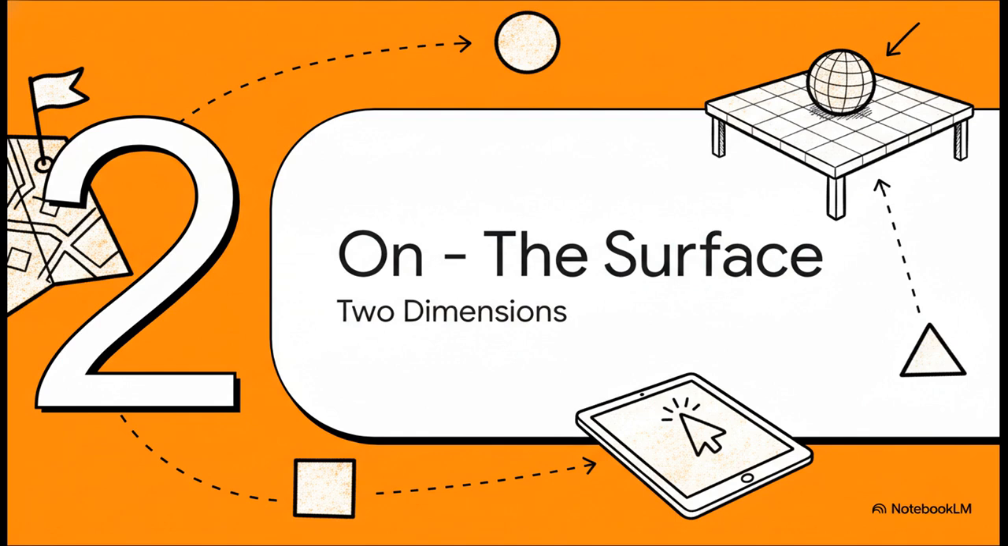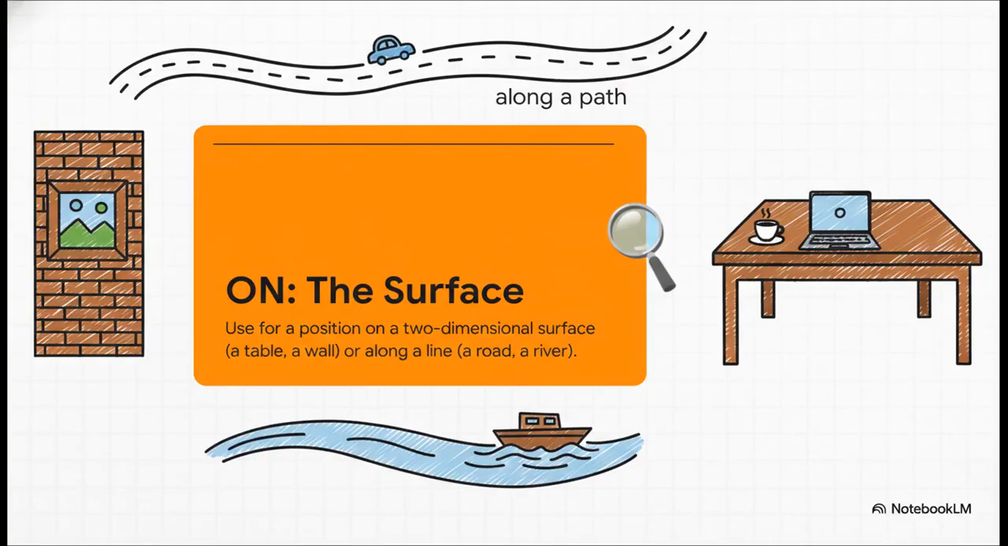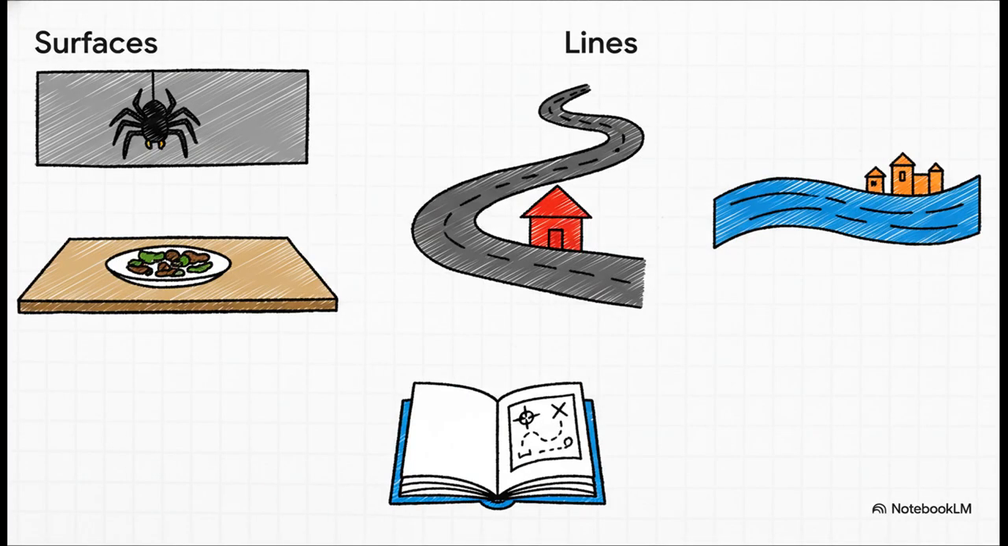We're talking about the surface. If at is just a single dot, I want you to think of on as either a flat surface or a line. We're officially in 2 dimensions now. Something is touching a flat plane, like a wall or a table, or it's positioned along a path, like a road or a river.